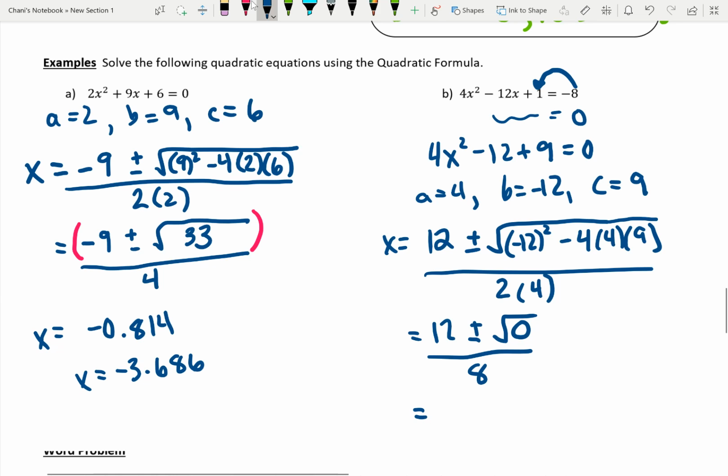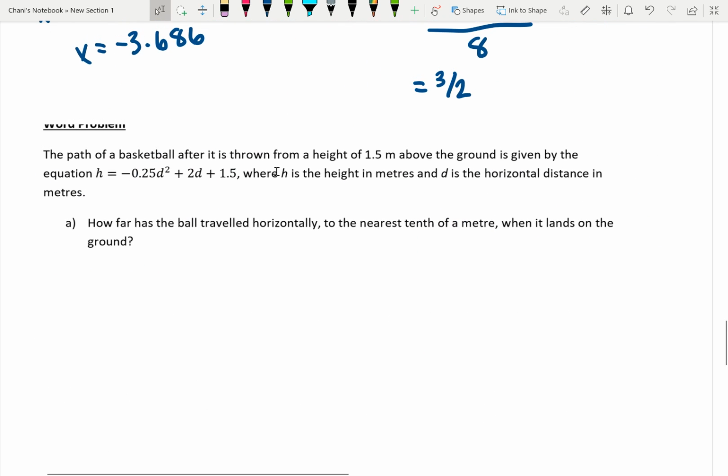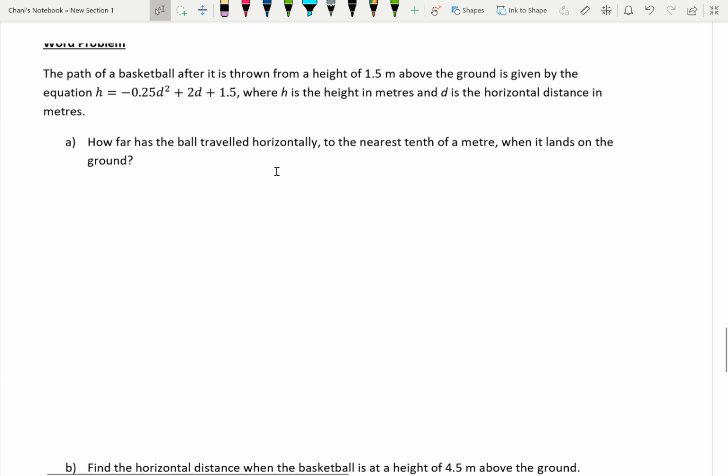So that means that there's actually only one solution, which is 12 over 8, which simplifies to 3 over 2. A way you could have actually figured this out without the quadratic formula is factoring this to (2x minus 3) all squared equals 0, and then solving for x equals 3 over 2. Either method works. Let's move on to a word problem, and you can see how useful this is in the everyday.